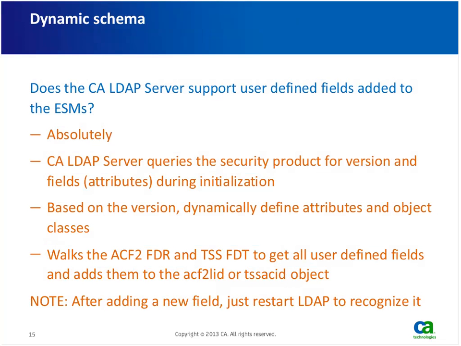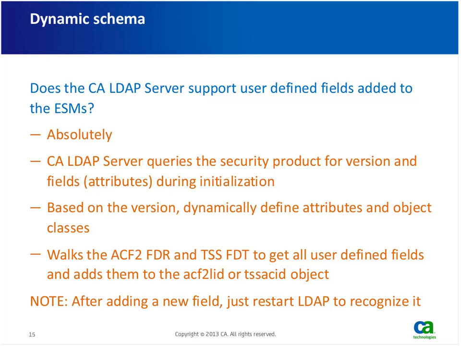A key component of being able to access your data in ACF2 and Top Secret is being able to support dynamic schema. What I mean by that is the user-defined fields that are in ACF2 and Top Secret. When we ship the security products, our clients, you, have the ability to extend what fields, what attributes are kept as part of users. So in Top Secret through the FDT and with ACF2 through the FDR, I can add additional fields to the LID and ACID records that you need to be able to access from LDAP.